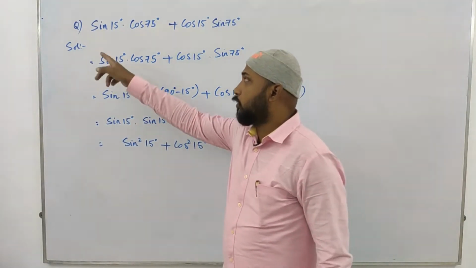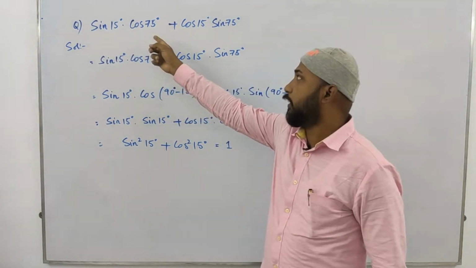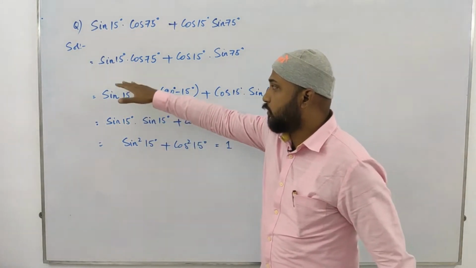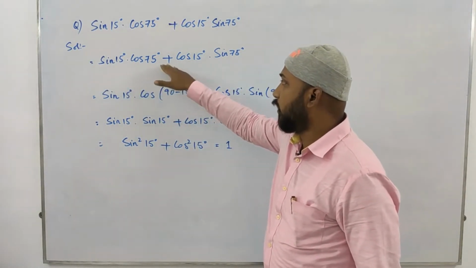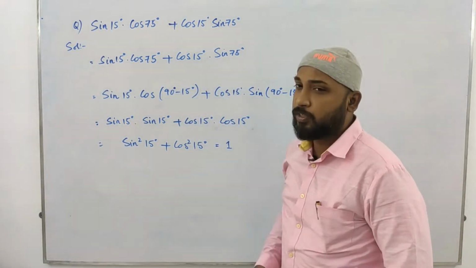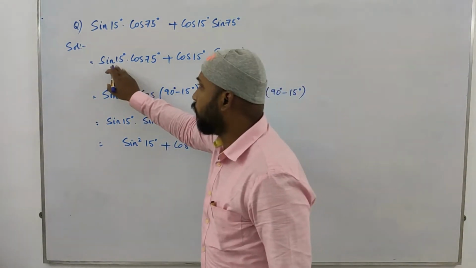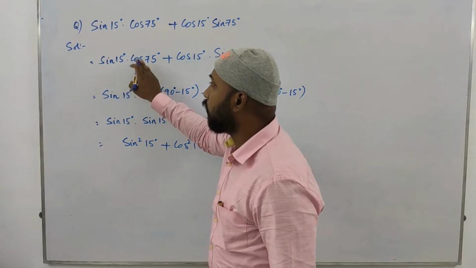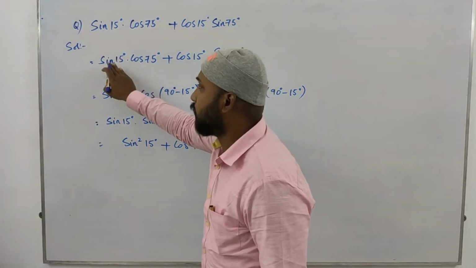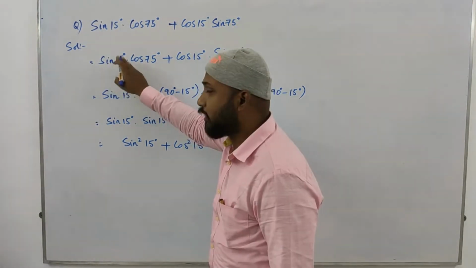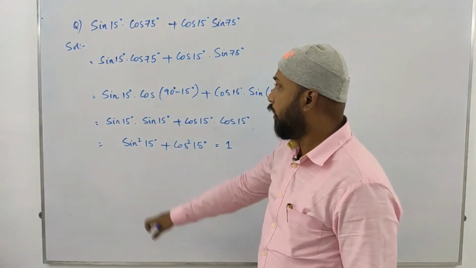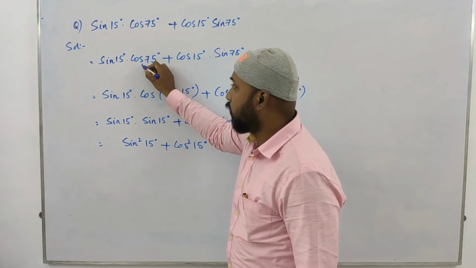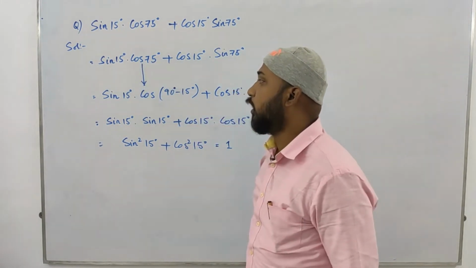So what we have in this question is sine 15 into cos 75 plus cos 15 into sine 75. We will write it as it is first. Now we need to think: out of these two, sine and cos, either we convert this cos into sine, or this sine into cos, by writing it as 90 minus the angle. Here I will convert this cos into sine, and you see how.